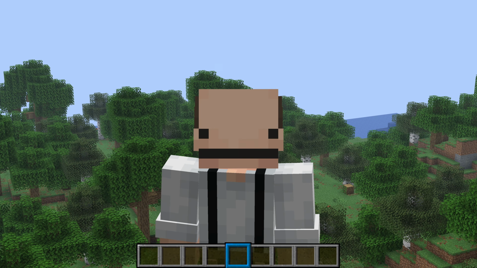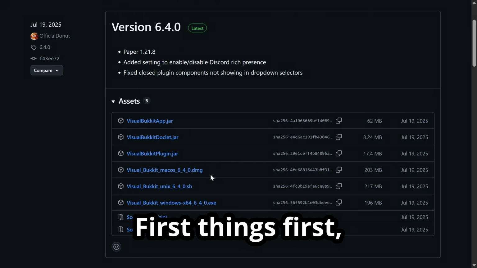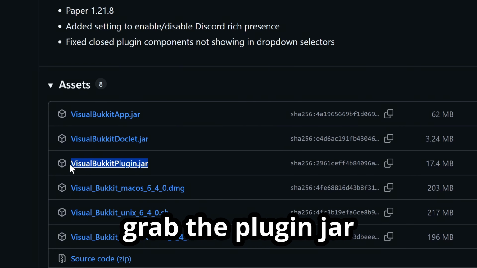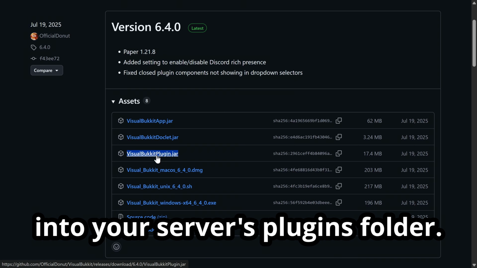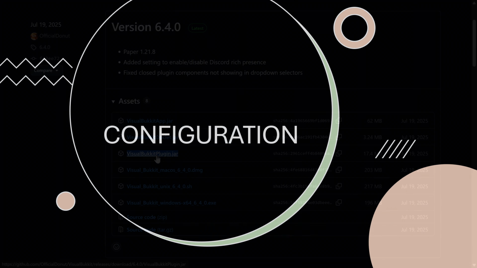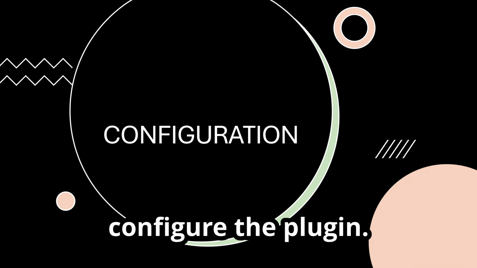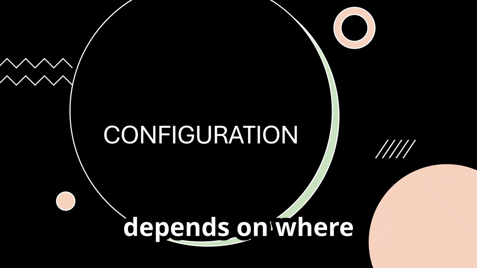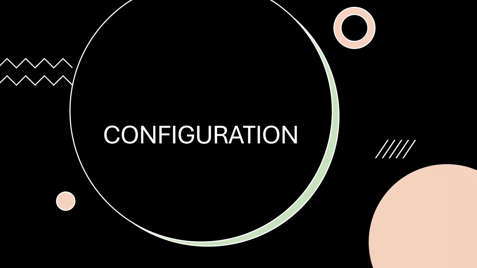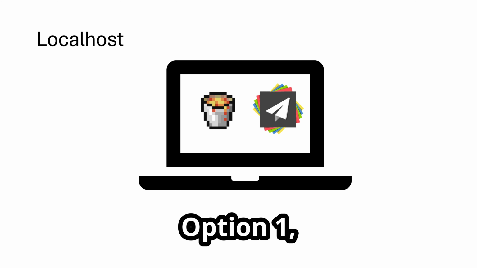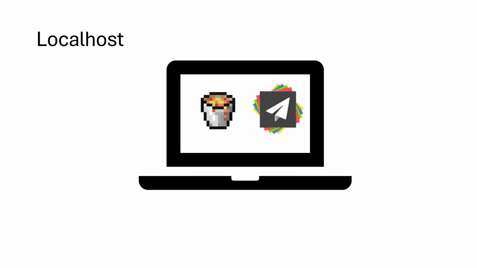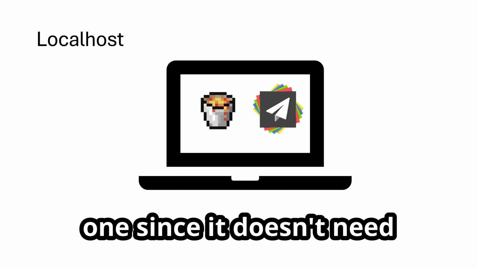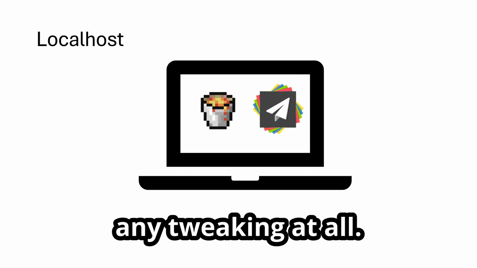Let's go! First things first. Grab the plugin jar from the Visual Bukkit GitHub page and place it into your server's plugin folder. Then we need to configure the plugin. How you configure this depends on where your server is living. Option 1. The server and Visual Bukkit are on the same machine. This is the easiest one since it doesn't need any tweaking at all.